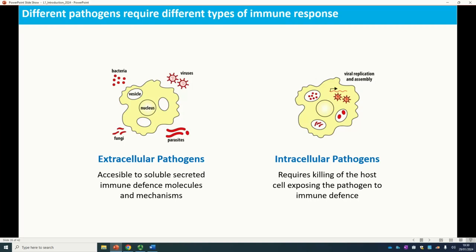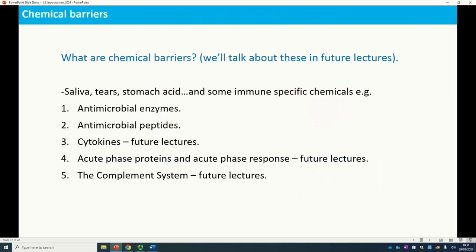But if we have a pathogen that's hiding out intracellularly, that's not so easily accessible to the immune system. And if we want to destroy it, we actually have to kill that infected cell in order to eliminate it, basically. So you need to think whether we've got an extracellular pathogen or an intracellular pathogen, and then we can tailor the immune response accordingly.